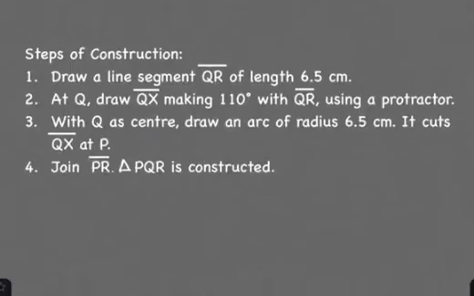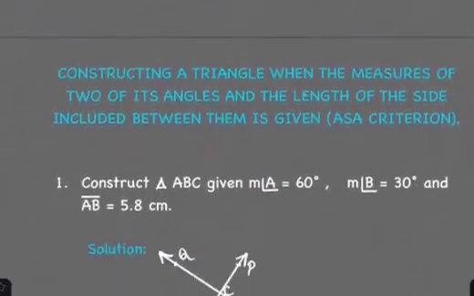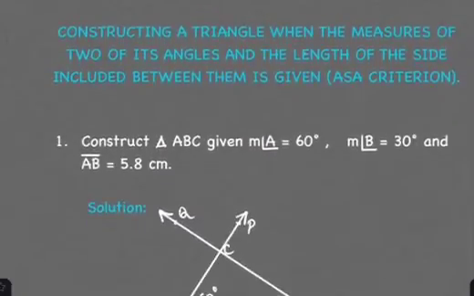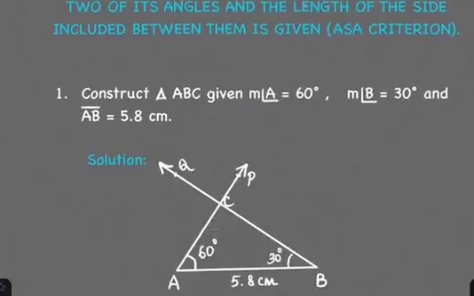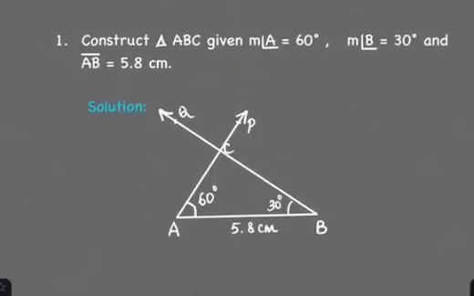Now moving on to the next set, constructing a triangle when the measures of two of its angles and the length of the side included between them is given. Another name given to this is the ASA criterion. So the first problem under this: construct triangle ABC given angle A is equal to 60 degrees, angle B is equal to 30 degrees and AB is equal to 5.8 centimeters.